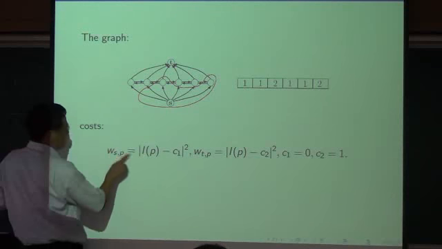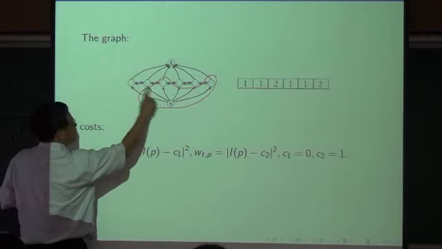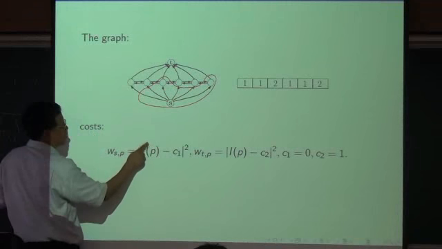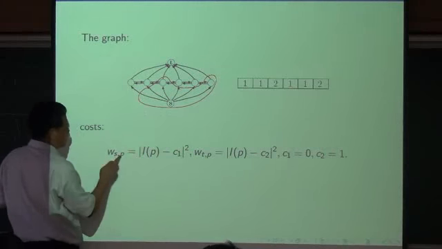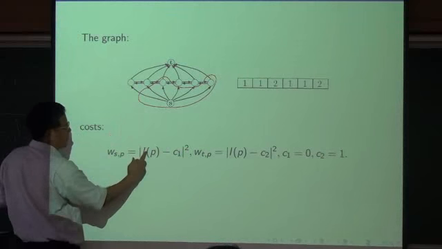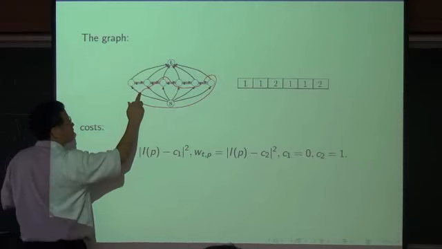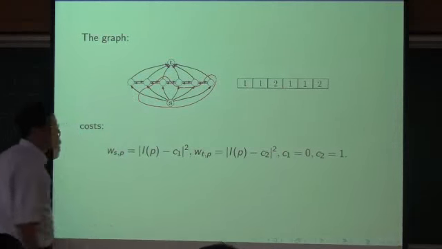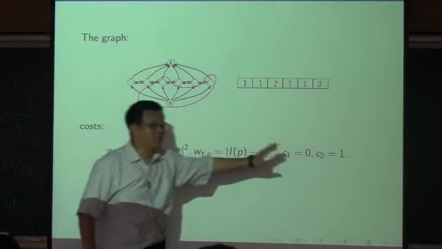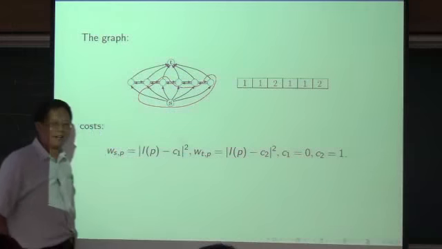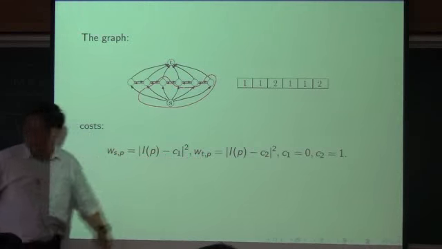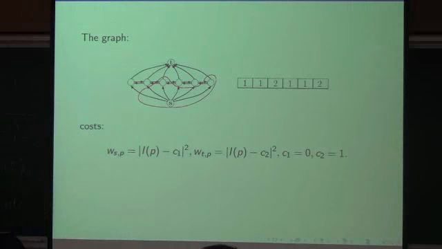So we assume, you see, S and P, that's a capacity. P is P1, 2, 3, 4. If I know C1, C2, the capacity here is the image minus C1 squared, and the capacity here is the image minus C2 squared. For this image, we know that C1 equals 0, C2 equals 1. If you give those two capacities and do the max flow, what happens?